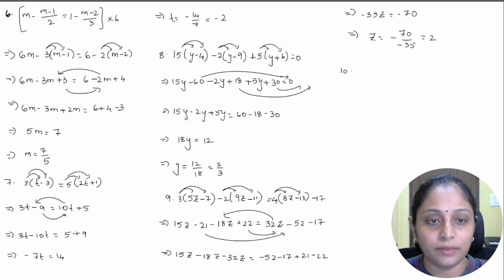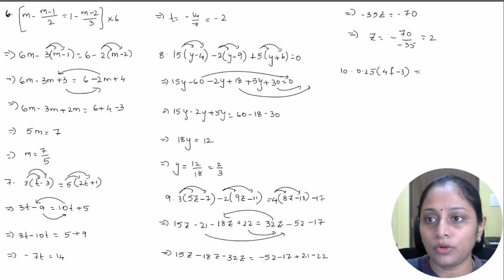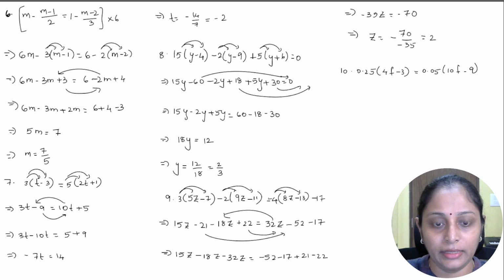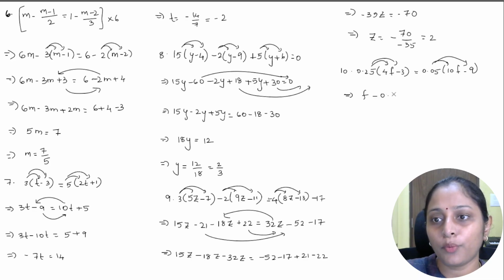Now the last sum, 0.25 times 4f minus 3 is equal to 0.05 times 10f minus 9. Now they have given decimals. We'll just proceed with that. We are already familiar with decimals and comfortable with it. Now 25 into 4 is 100. 2 decimals if I put, I'll get 1. Okay, so I'm simply going to write f there, minus 25 3s is 75.